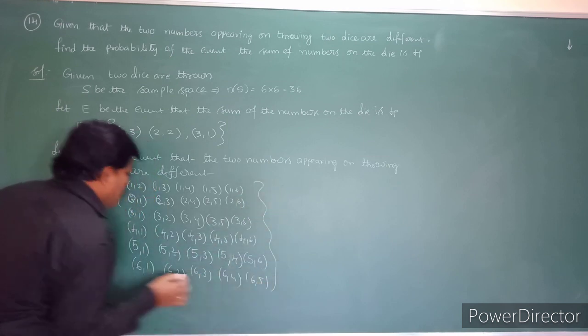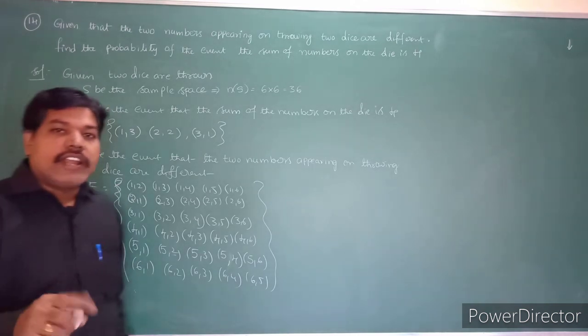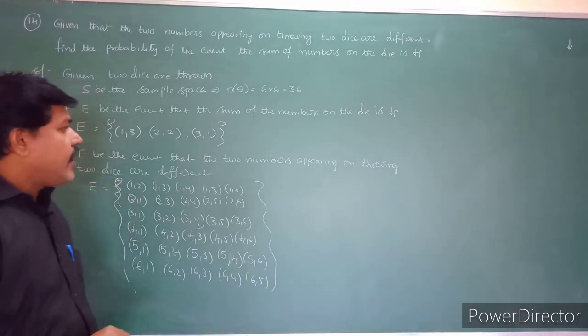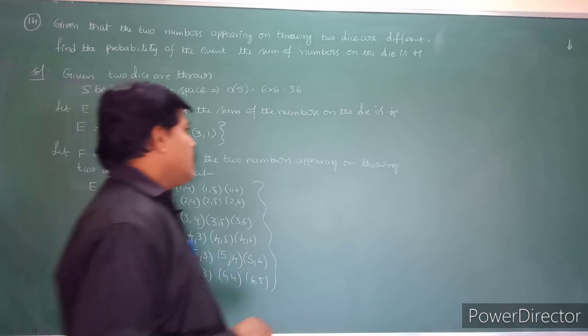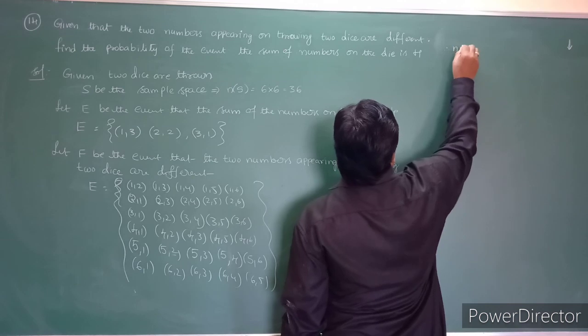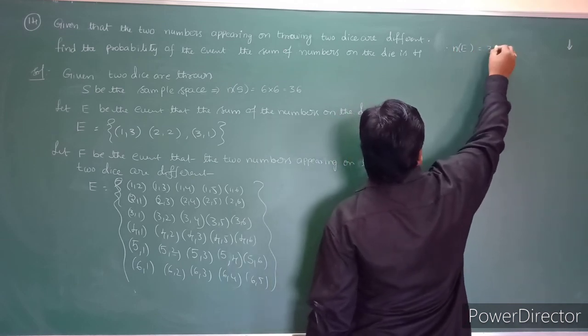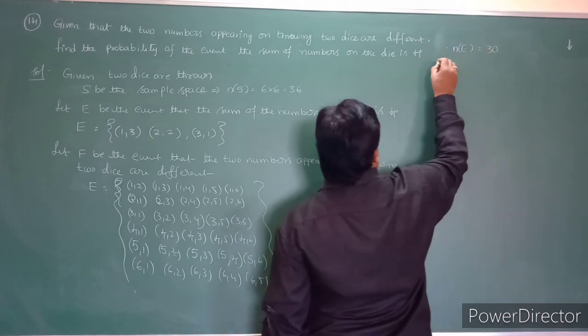So these are the F event. This is the F event. You have to get two different numbers on the dice. Next, n of E is equal to, what is n of E? Therefore, n of E is equal to 30. Yes or no? n of E is equal to 30.